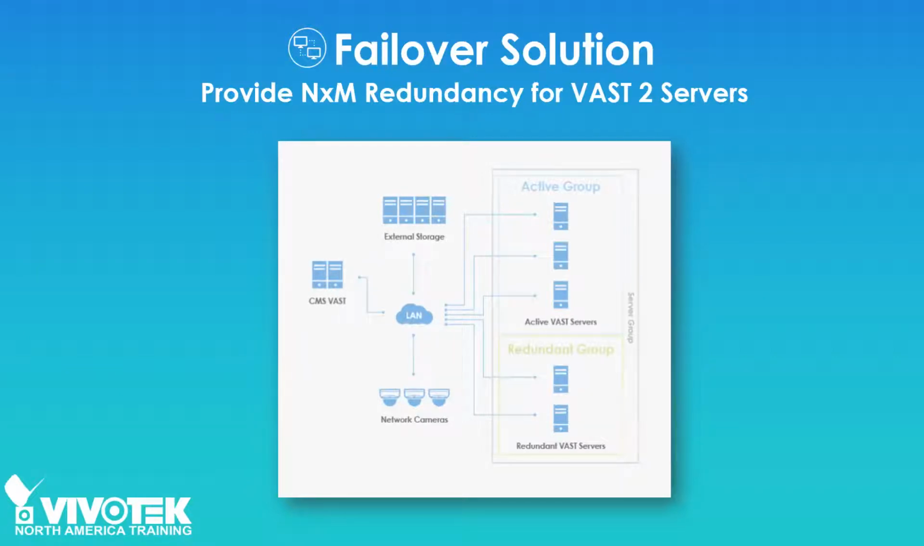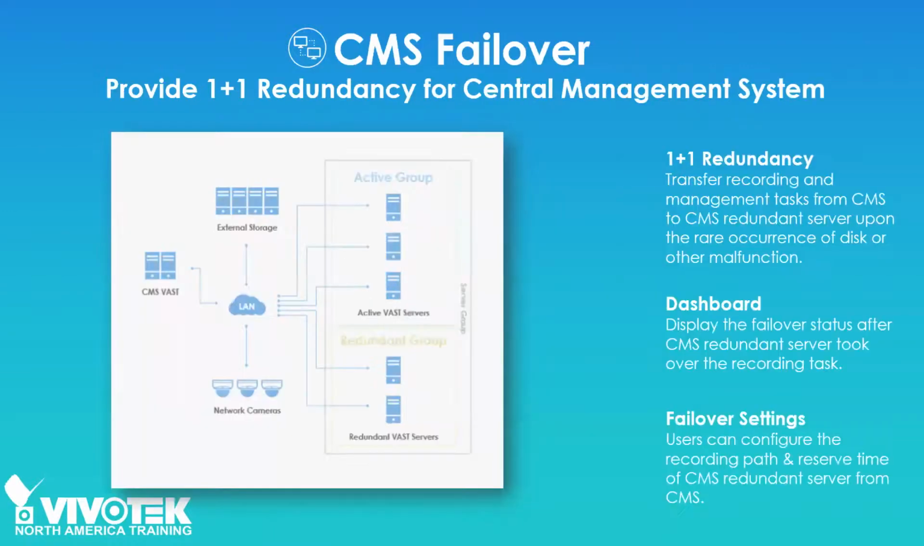The CMS station will be the main station for the control and monitoring of the active and redundant servers. So what if something happens to the CMS station? VAST 2.7 and up is going to provide you with an option for a CMS failover. This is going to give you that 1+1 redundancy for the CMS, or the central management system.